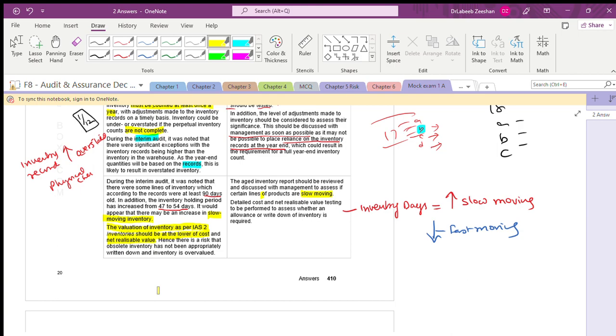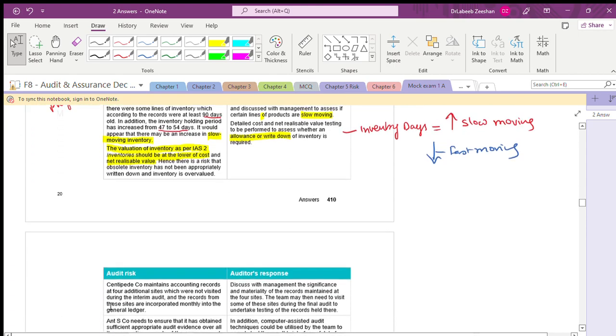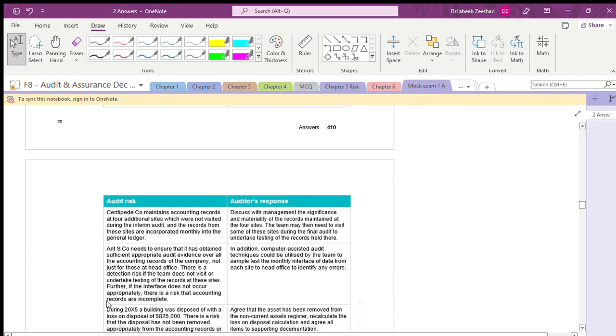Detailed cost and net realizable value testing to be performed, to see whether allowances are needed. Before you write off inventory, you have to get the cost or net realizable value. Whichever is lower, we have to take it. Then only we can write off the inventory. Fine. Next, point number 4.